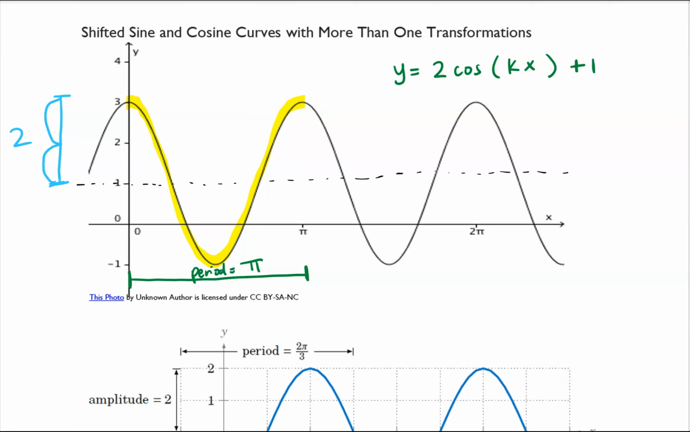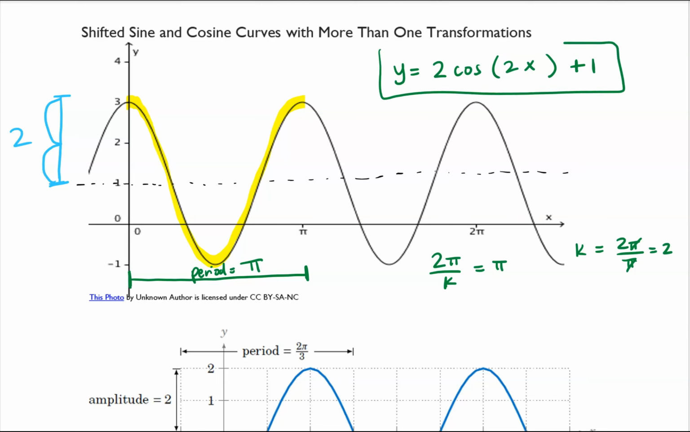So we just need to figure out what k is, and we know that the period is equal to 2 pi divided by k, and that is equal to pi. And this is similar to a previous example that we just saw. So if I solve that for k, we would get 2 pi over pi, which is just equal to 2. And so I can replace this with 2 here, and this would be my equation for this graph.